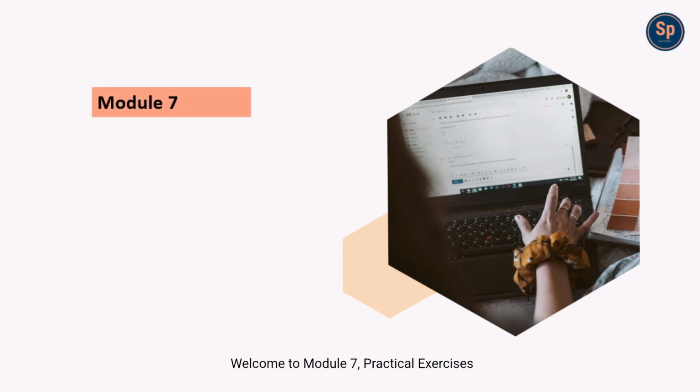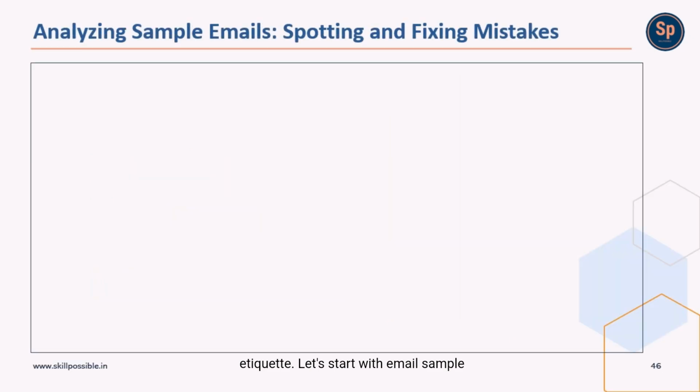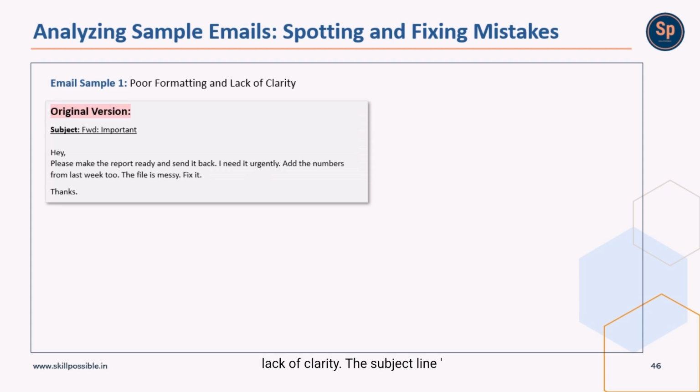Welcome to Module 7, Practical Exercises and Roleplay. In this module, we'll put everything you've learned so far into practice by analyzing real email examples, identifying mistakes, and improving them using proper email etiquette. Let's start with email sample 1, which shows poor formatting and a lack of clarity.